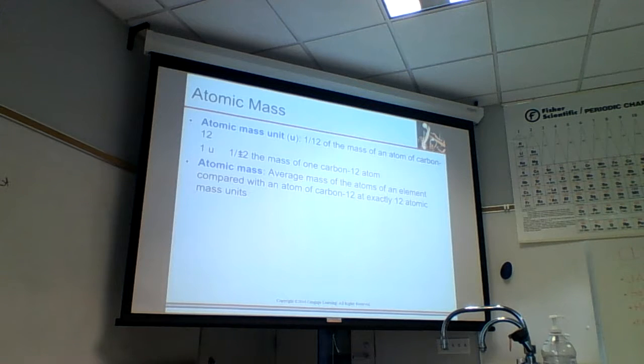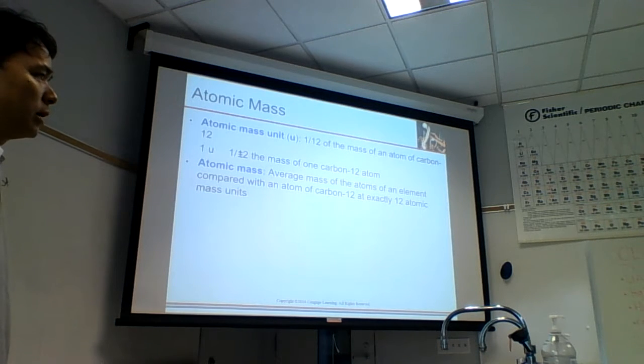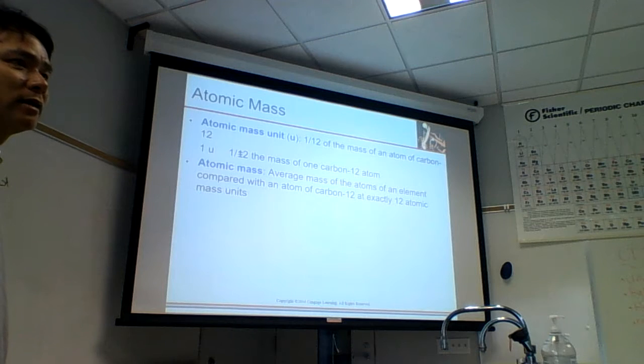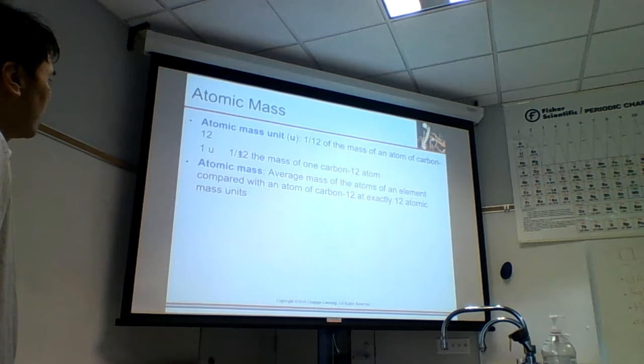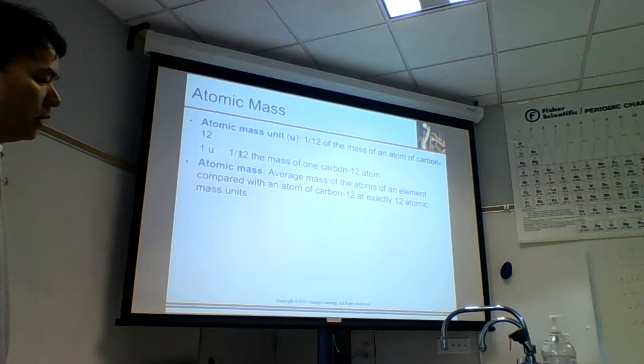Which we will. So we have the atomic mass unit. It's more properly defined as 1/12 the mass of an atom of carbon-12. Can you break up the carbon atom into 12 pieces? No, that doesn't work. There's something wrong with this slide as well. It's supposed to be 1 U is equal to 1/12 the mass of one carbon-12 atom. Atomic mass? Okay, now this.